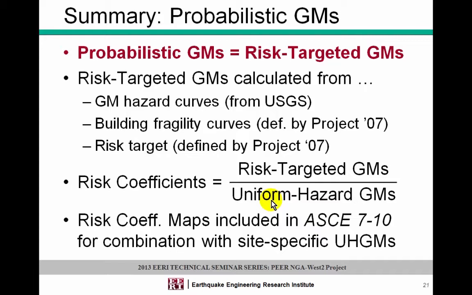But for these maps, we calculate risk-targeted ground motions directly. It's not a process of calculating a uniform hazard and then figuring out a correction factor. You calculate risk-targeted ground motions directly. This risk coefficient just comes into play because people want to know how they compare to uniform hazard ground motions. And then if they're not going to do their own risk-targeted ground motion calculation, they do want an approximate way of going from uniform hazard to risk-targeted.